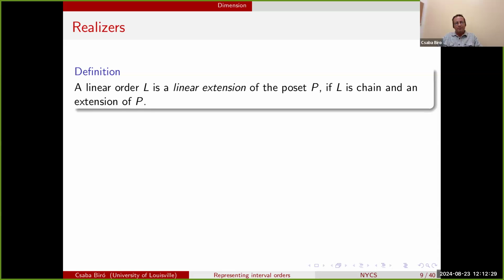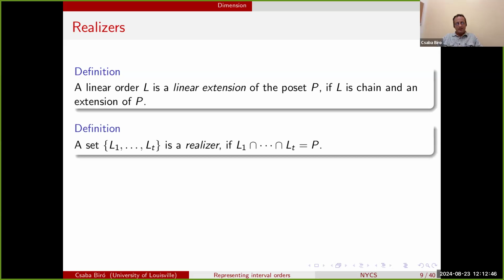Okay, so a linear order is a linear extension of the poset P if it's a chain and it's an extension of P. So that's a pretty simple thing, right? We just extend the poset until all the incomparabilities are gone. And if you take a set of linear extensions, we call it a realizer if their intersection is the poset P.